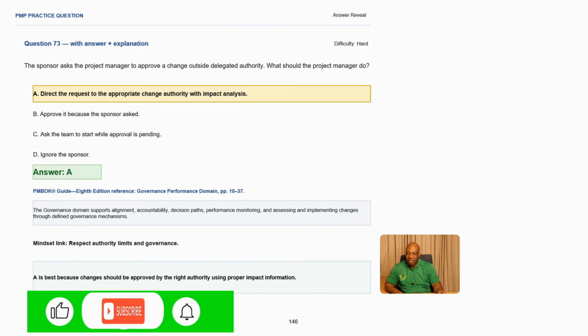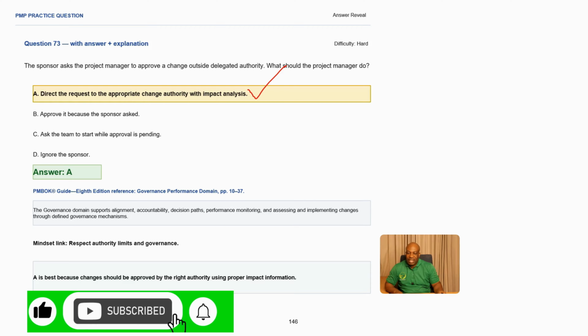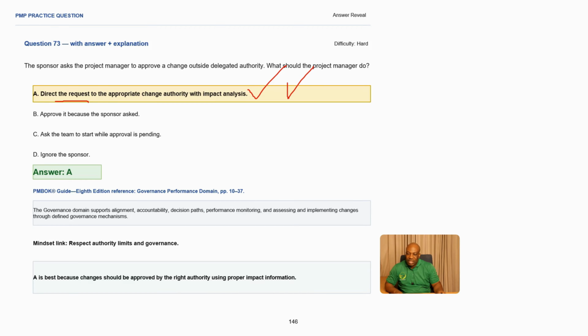So the best answer here is A. You need to direct, okay? You need to direct the request to the appropriate change authority because this is beyond your authority as a project manager. Even if the sponsor is asking this to be done, you still need to do the right thing in a project environment. And what is our reference to the PM book? Governance performance domain, okay, which is on page 10 to 37. What does it say? It says it supports alignment, accountability, decision path, performance monitoring, assessing, implementing changes, and also governance mechanism. So in this case, this is where we are talking of our governance mechanism. It has to go to the right change authority.